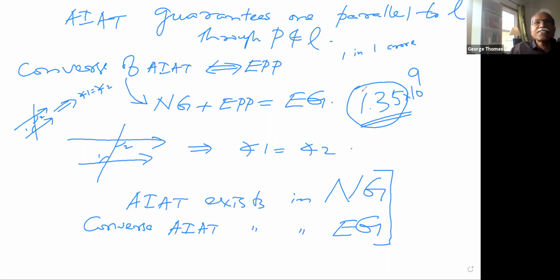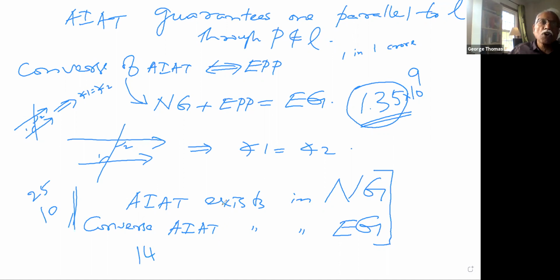You guys are very special, you know that? Very few people know this, most teachers don't. There might be 10 teachers in the nation who know this. There might be 25 professors who know this. And then there are you guys, 14 or 15 of you who know this. The difference between AIAT and converse.